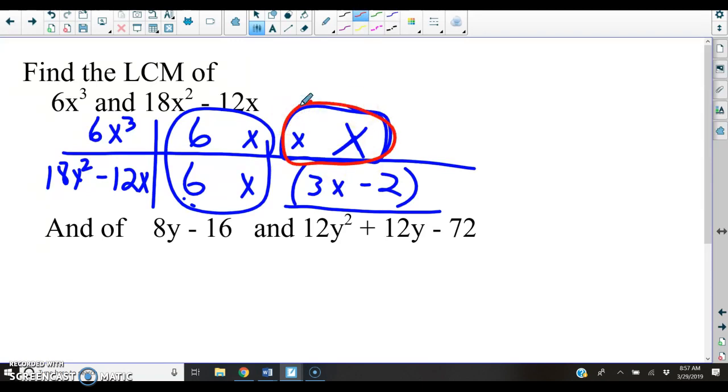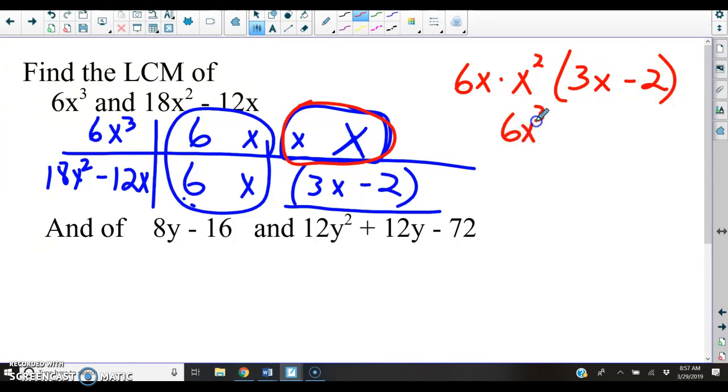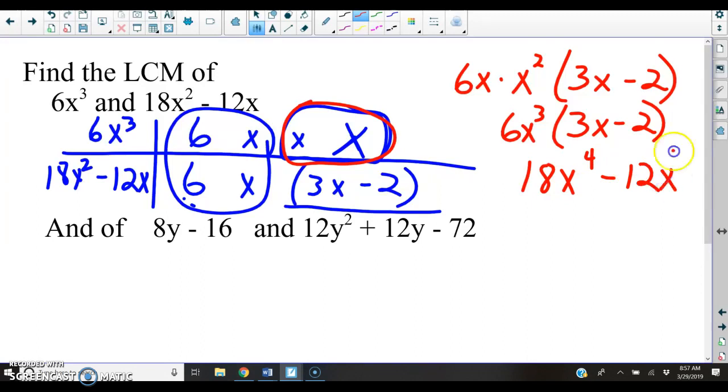So to get the least common multiple, I'm going to take the common factor times the stuff that isn't common. Some of you would write that as 6x cubed times your 3x minus 2. Some of you would distribute that and say it's 18x to the 4th minus 12x cubed. But no matter how you look at that, one of those 3 has to be your least common multiple.